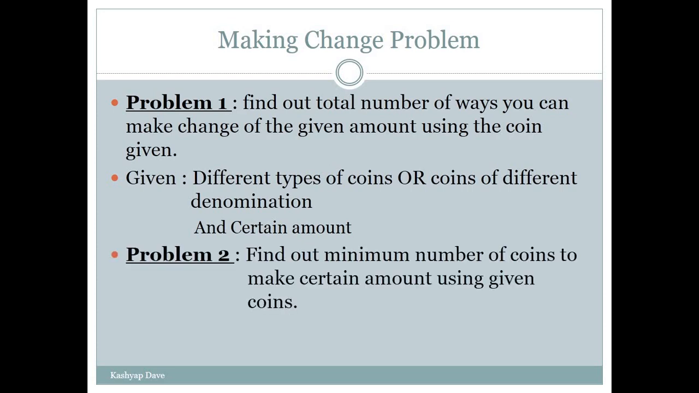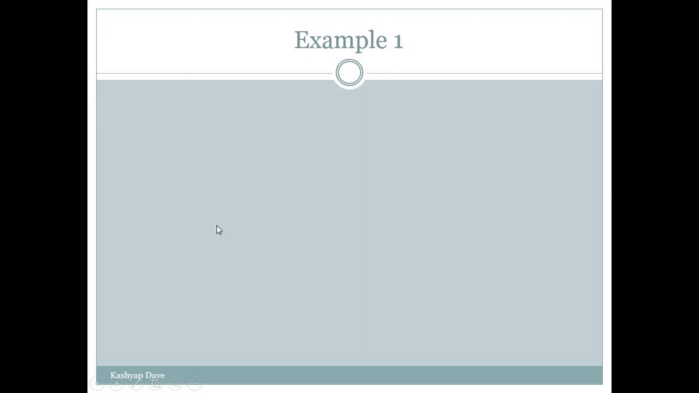And our second problem is to find the minimum number of coins to make a certain amount using given coins. So in problem number 2, we have to find a minimum number of coins, and in problem number 1 we have to find the total number of ways that we can make change of the given amount using the coins given. In both we will have different types of coins, or different denominations, and a certain amount. So let's start with our problem number 1.